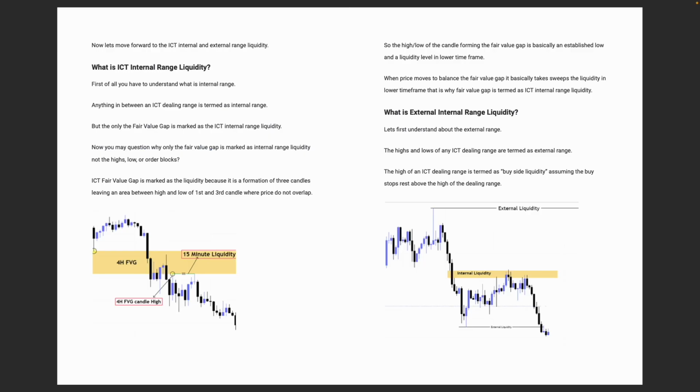What's up, everyone? In this video, I'm going to be discussing the difference between internal range and external range liquidity, the relationship between them, and how to trade it. So first, we're going to look at this PDF before hopping into TradingView for some examples.